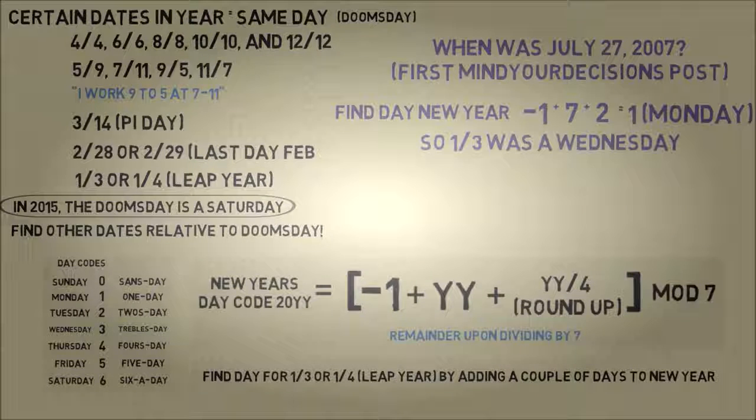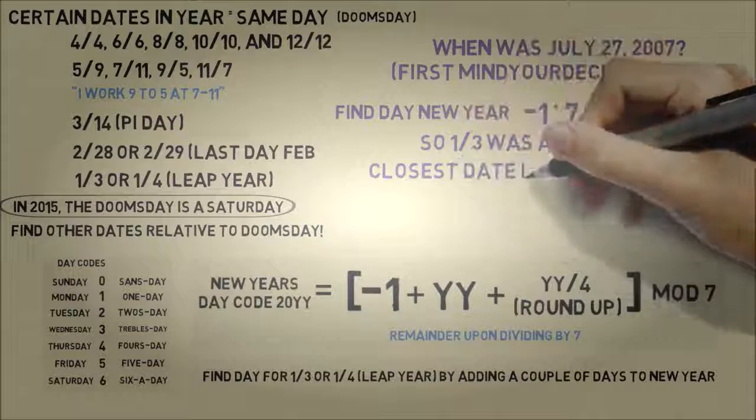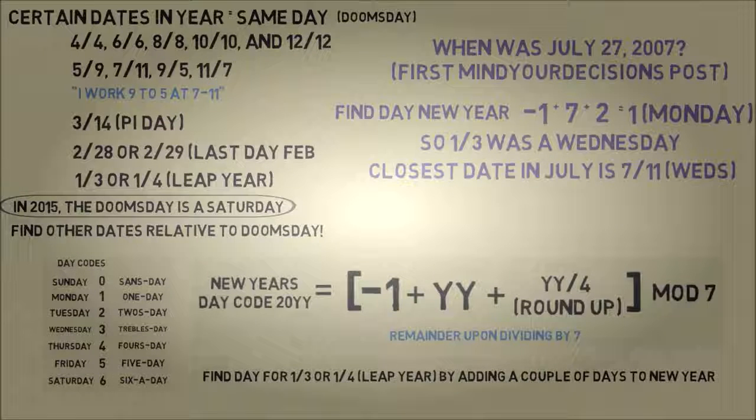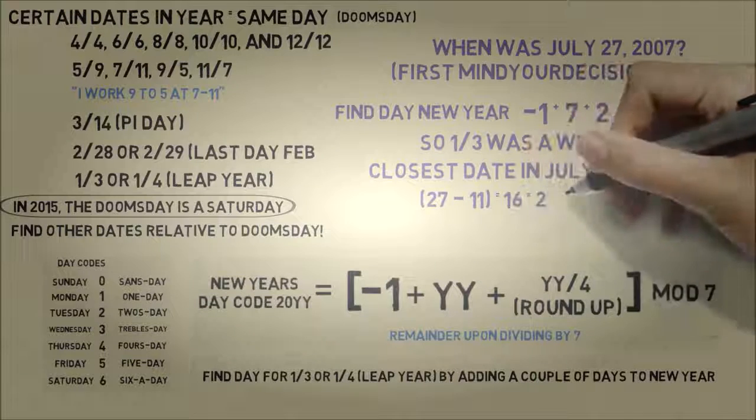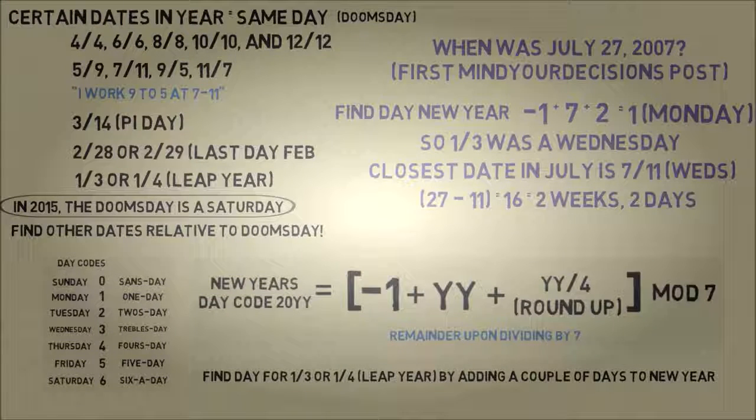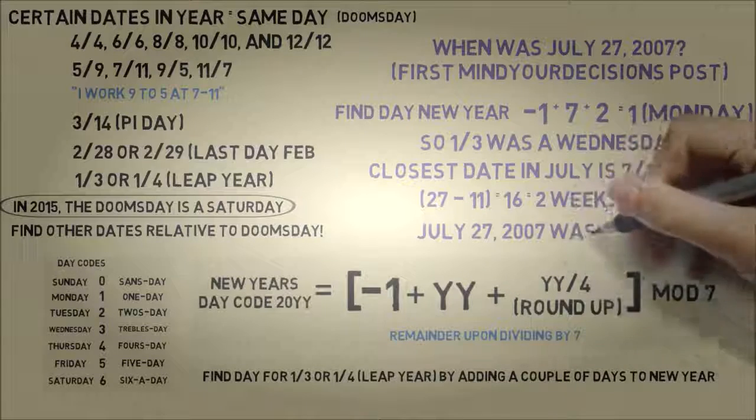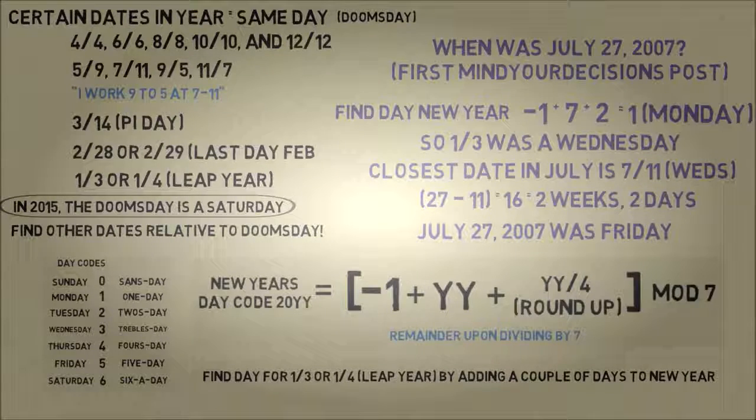So now we know that the Doomsday, which is January 3rd, happened to be on a Wednesday because that's 2 days later. The closest day to July 27th of our memorable dates is 7/11. July 27th happens 2 weeks and 2 days after, so we have an offset of 2 days, and therefore we can conclude July 27th, 2007 was a Friday. So with a little bit of practice, you'll be able to use this Doomsday Rule to figure out any date from now until 2099 very easily.